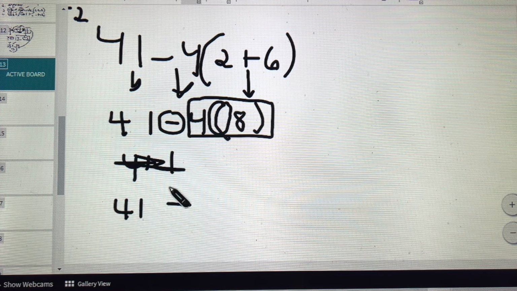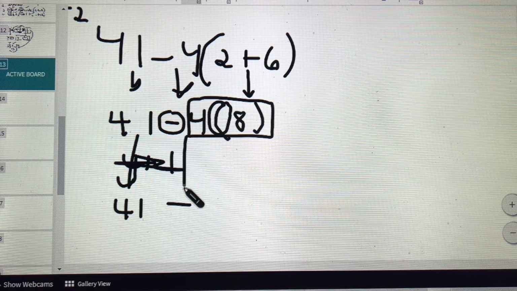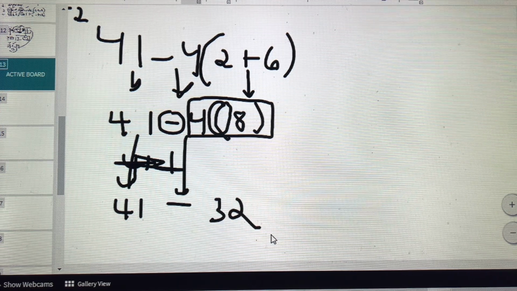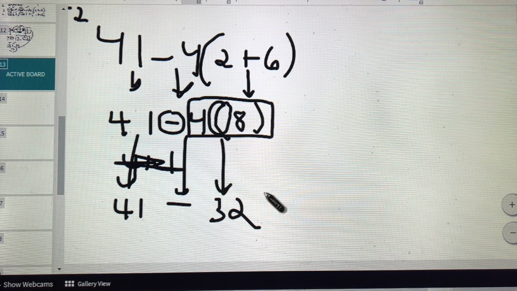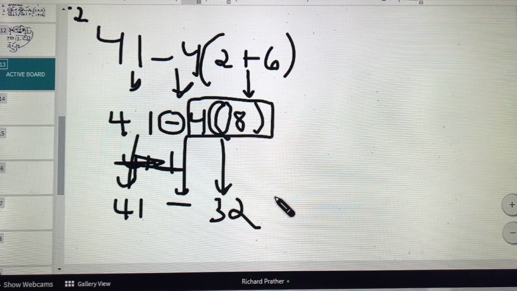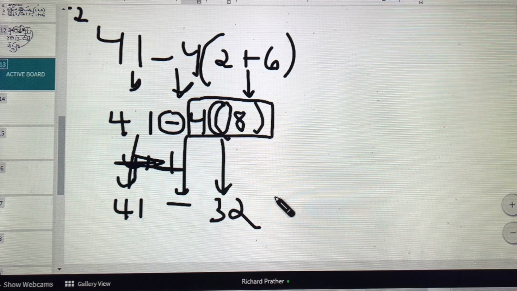41 minus, bring that down. 4 times 8 is 32. Now all that's left is subtracting. 41 minus 32 is 9.